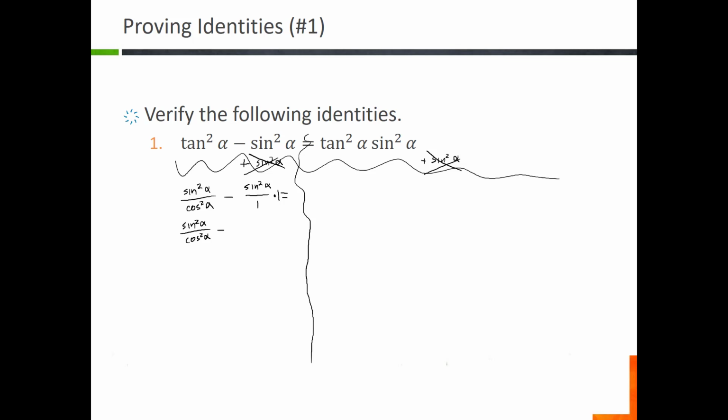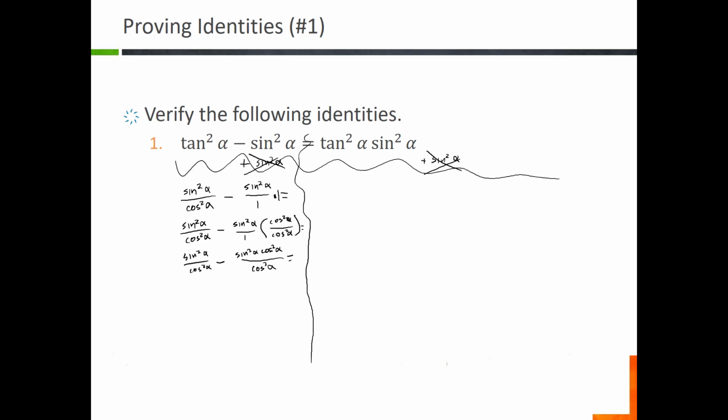So it's like I'm multiplying this thing by 1 again, which that 1 is cosine squared over cosine squared. So we're going to have sine squared alpha over 1 times cosine squared alpha over cosine squared alpha. And that's going to be sine squared alpha over cosine squared alpha minus sine squared alpha cosine squared alpha all over just a single cosine squared alpha. Don't be tempted to cancel the cosine squareds, because if you do that, you just go back to where you were above. We now have a common denominator.